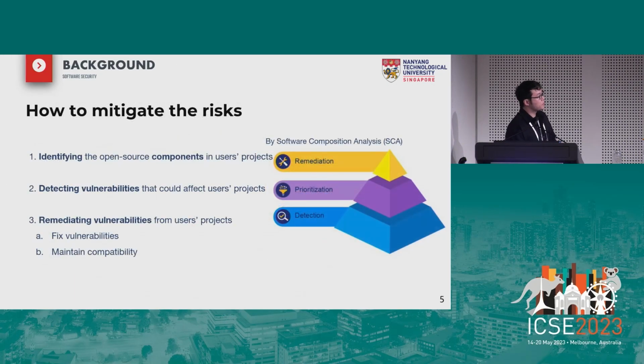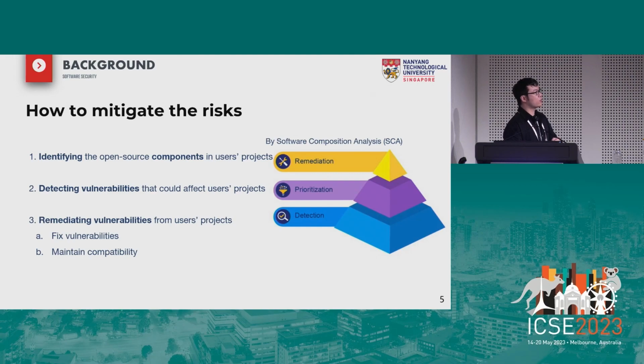So how do we mitigate such vulnerabilities? Software composition analysis, or SCA, tools have been proposed to address such situations. Basically, it has 3 steps. First, identify the open source components, then detect the vulnerabilities inside the components. And third, remedy the vulnerability in the user's project.